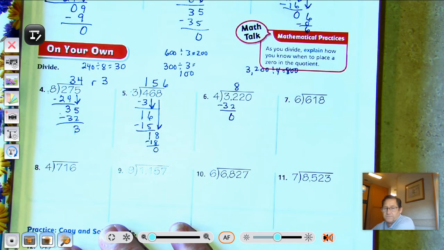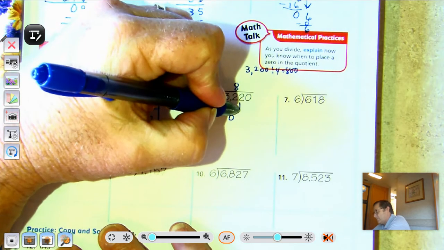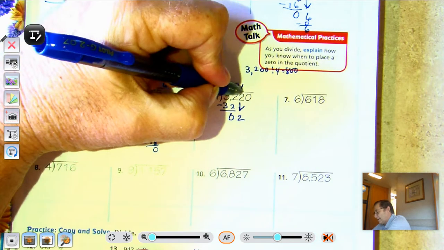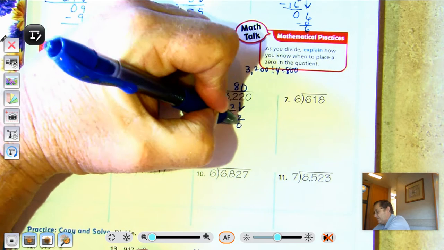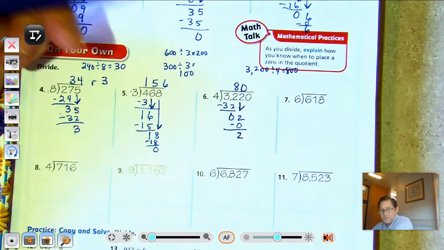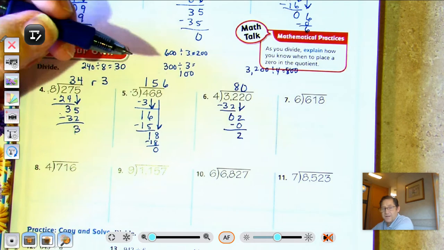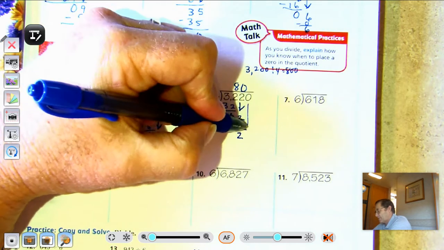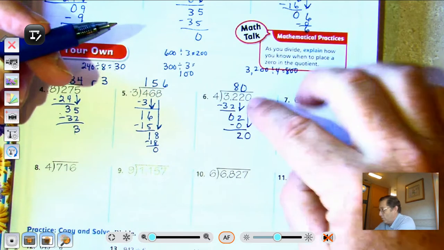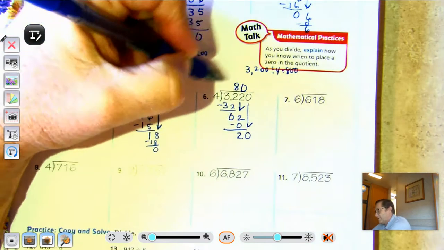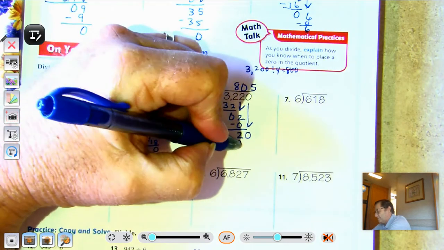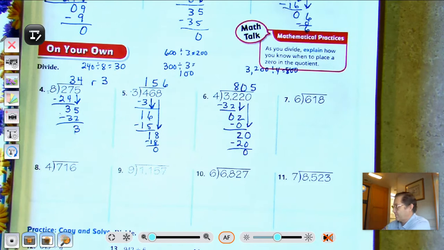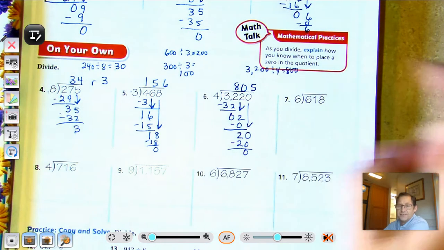Clearly, I can't share 0 with 4 groups. So I'm going to bring down my 2 tens. I can't share 2 tens equally with 4 groups. So I have to show that 4 times 0 is 0. So I still have my 2 tens that I can't share. So I need to regroup the 2 tens as 20 ones. And there are no other ones in the problem, so just 20. 20 ones divided by 4 is 5 ones. 4 times 5 ones is 20 ones. Subtract, we get 0. 805 is close to the estimate of 800.